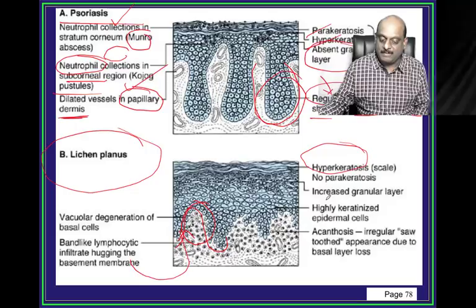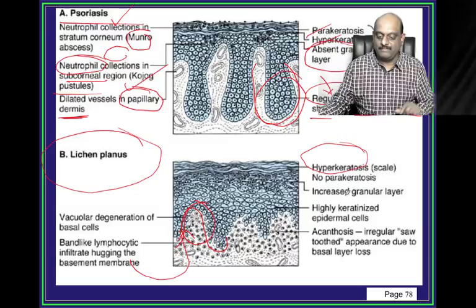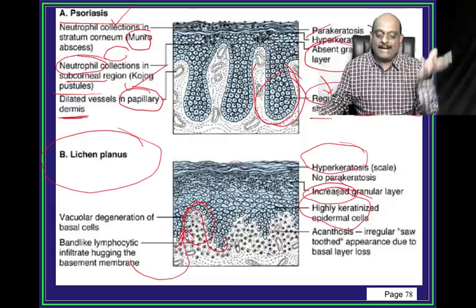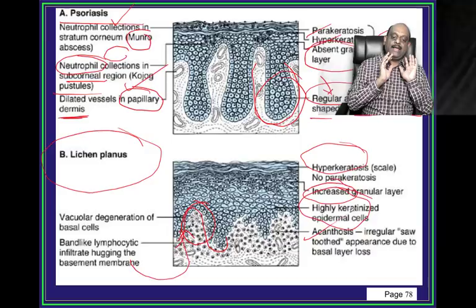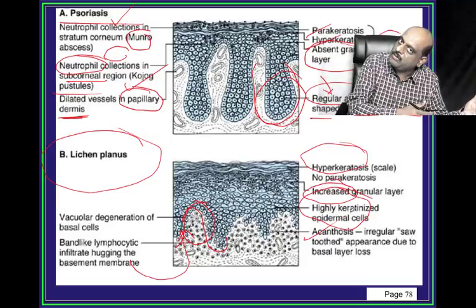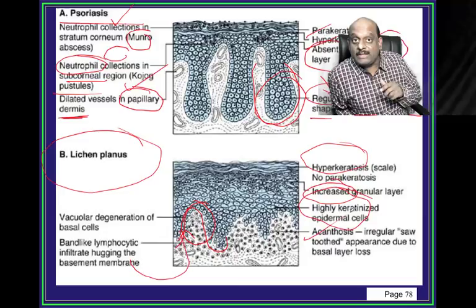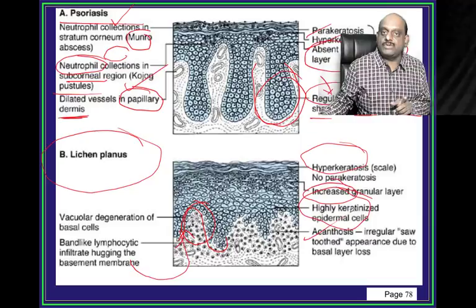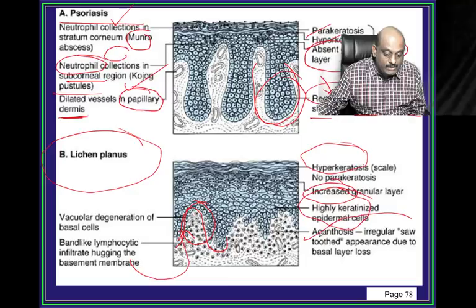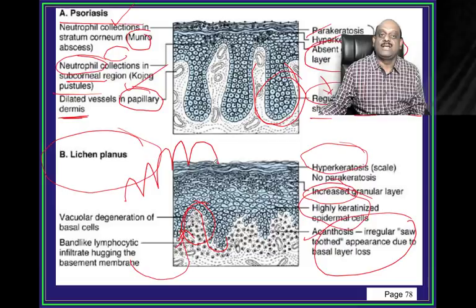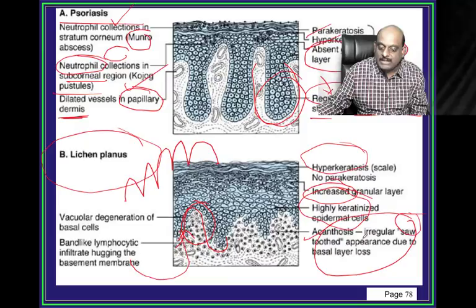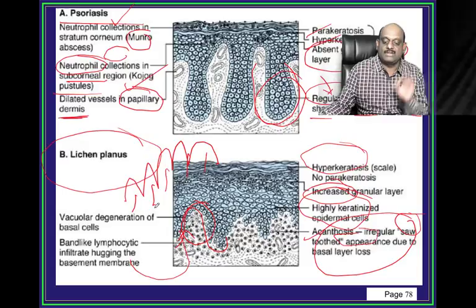In psoriasis there is an absent granular layer, but in lichen planus there is an increased granular layer. Highly keratinized epidermal cells, and also there is acanthosis. Acanthosis occurs in psoriasis, acanthosis occurs in lichen planus too, but what is the acanthosis of psoriasis called? Regular acanthosis with a club-shaped elongated ridge apex. The acanthosis here has a peculiar nature, what is it? Irregular sawtooth appearance, sawtooth appearance of the basal cell layer. Because of the basal cell layer loss, you get a sawtooth appearance. That is the nature of the irregular acanthosis in lichen planus.